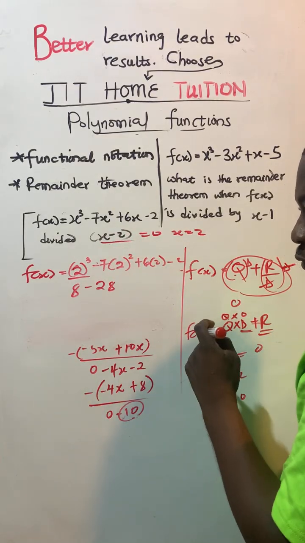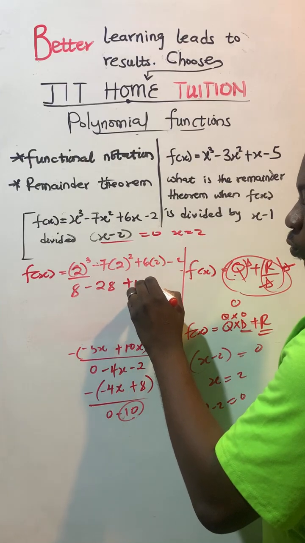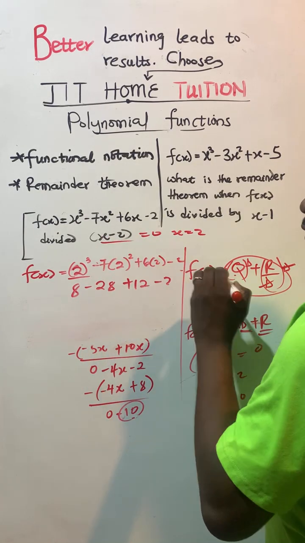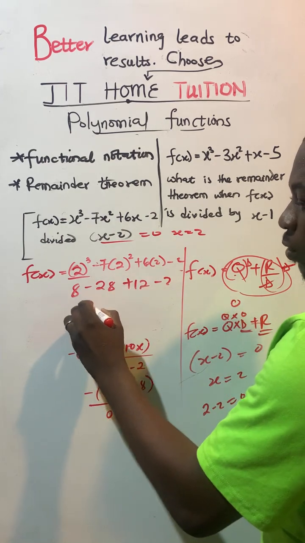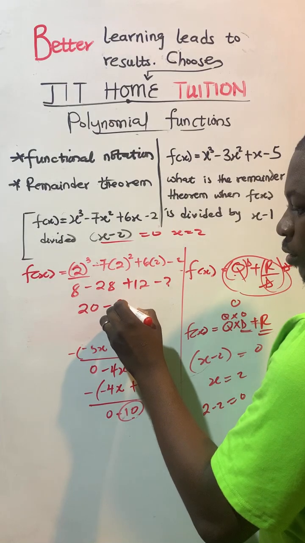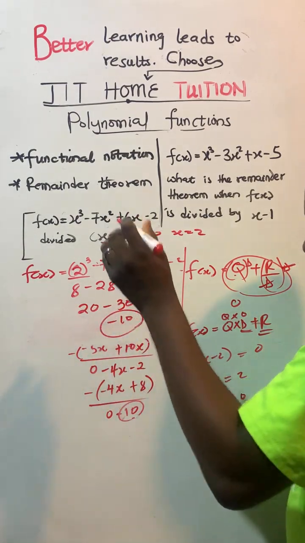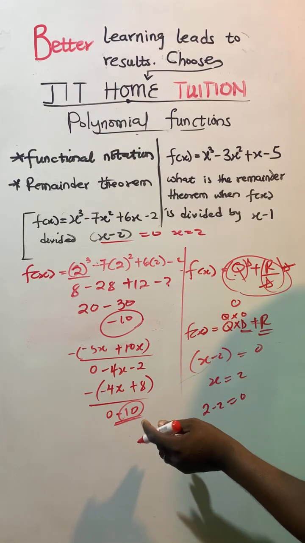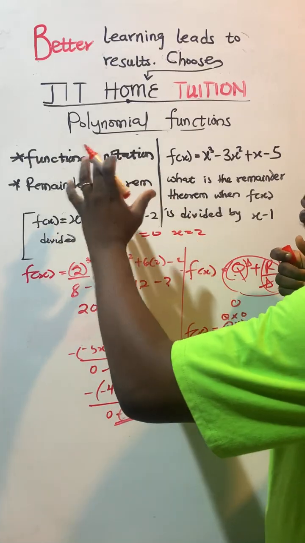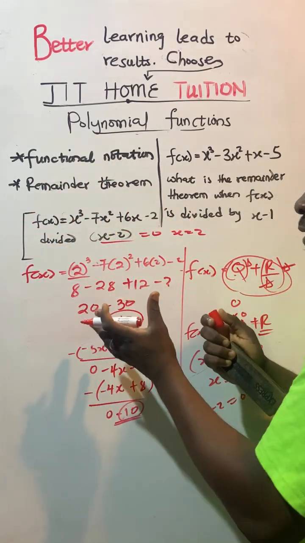I hope you are following. Then what do you have over here? This one will give you 12. Okay. So what do you have here? 2. This plus that will give you 20. This and that will give you like 30. And when you do your deduction, what do you have? You have like 10, which is similar to the remainder that we have when we use the long division. And so the whole idea for the remainder theorem is what I've simplified over here for you.